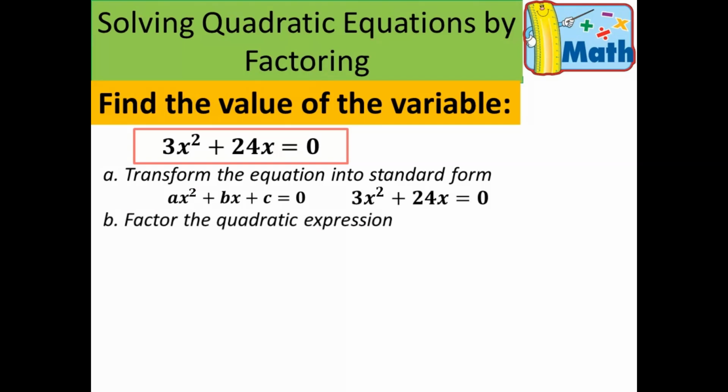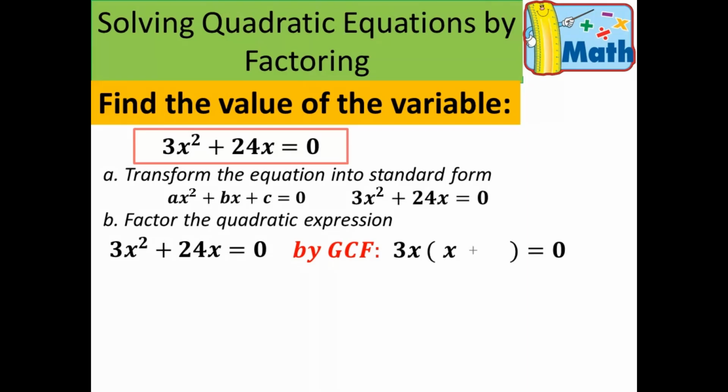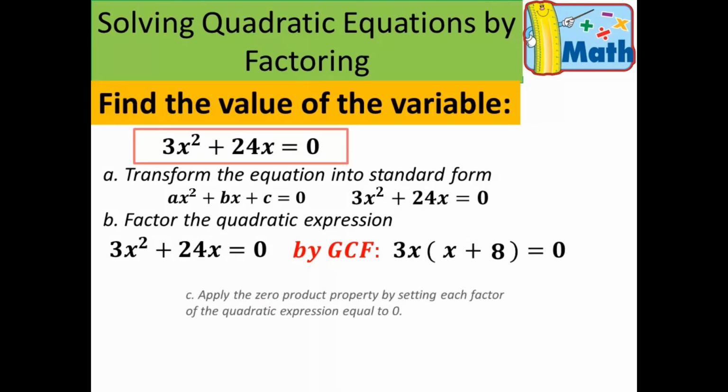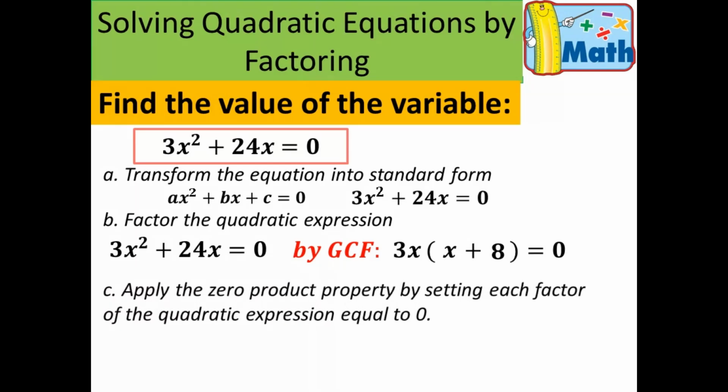Next step, factor the quadratic expression 3x squared plus 24x equals 0. By GCF, our greatest common factor, we have 3x as the GCF. 3x squared divided by 3x is x, plus 24x divided by 3x is 8. Thus, we have 3x times quantity x plus 8 equals 0. The next step is, we apply the zero product property by setting each factor equal to 0. Thus, we have 3x equals 0, and x plus 8 equals 0.